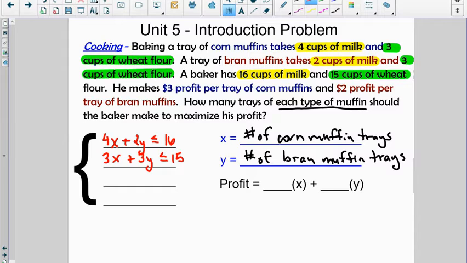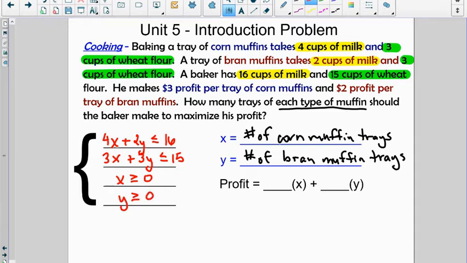Finally, the last two inequalities are the ones that make sense in this problem, related to the number of trays of corn muffins and the number of trays of bran muffins. So X has to be greater than or equal to 0, just saying it can't be a negative number. And Y also has to be greater than or equal to 0.